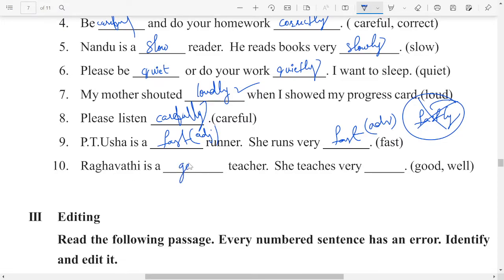Next, Raghavati is a dash teacher. She is a good teacher. You can use that. Next, she teaches very well. Okay, a good teacher teaches very well.